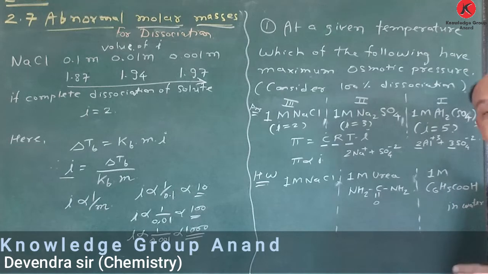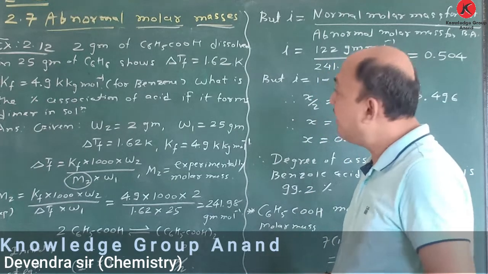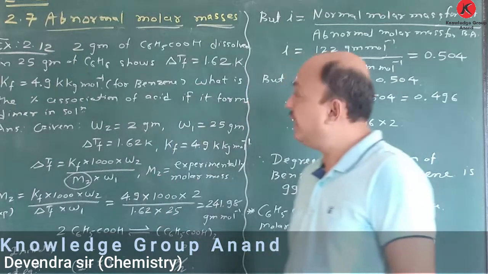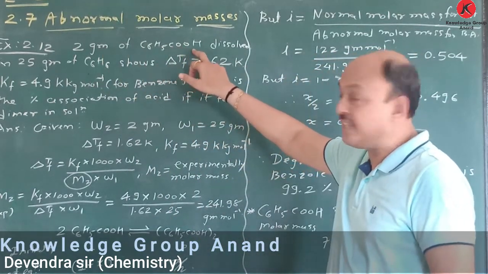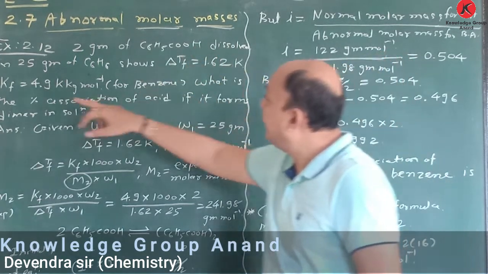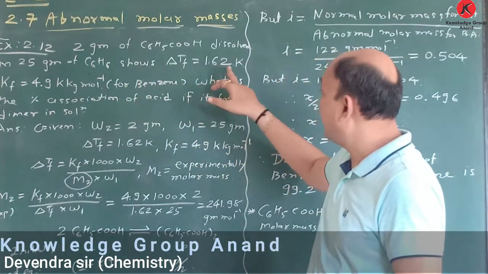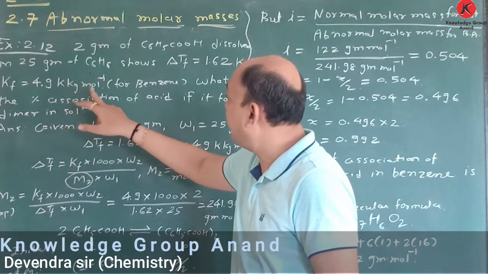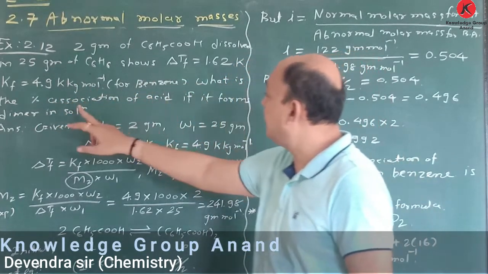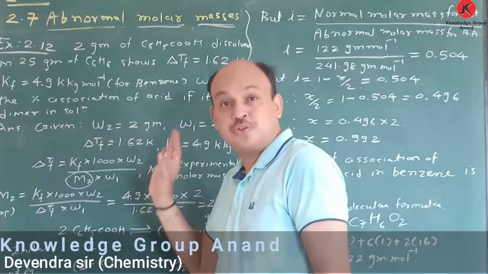Okay, now we switch towards our two examples which are given in your NCERT book, according to dissociation or association. In the NCERT textbook, example number 2.12 is given. 2 gram of benzoic acid C6H5COOH dissolved in 25 gram of benzene shows ΔTf equal to 1.62 Kelvin. Kf is equal to 4.9 Kelvin kilogram per mole for benzene. What is the percentage association of the acid if it forms a dimer in solution?